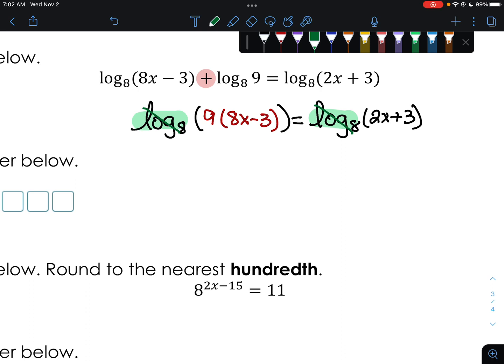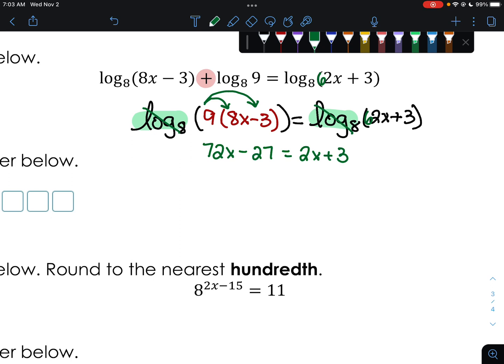And at the same time, I'm going to go ahead and distribute that 9 to the 8x minus 3. So 9 times 8x is 72x. 9 times 3 is negative 27. And it's going to be equal to 2x plus 3. And that should actually be 62x. So if it's not fixed on yours, make sure you fix it. Okay, sorry, that should be 62x plus 3.